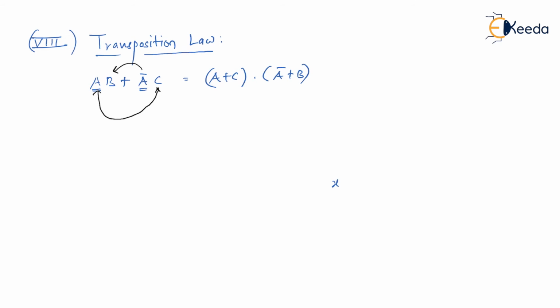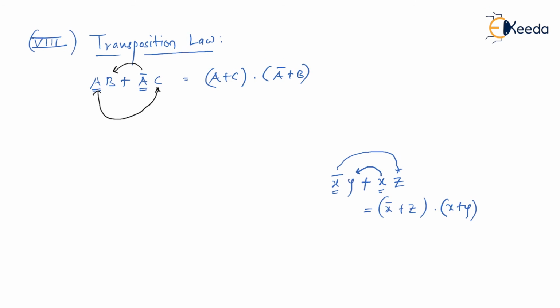Let us take some other relation. Let's say it is x bar y plus xz. If I want to apply the transposition law, I have to make sure that if this is x bar, this has to be x. Then I can have a cross connection. I can connect x bar with z and x with y, and write it in POS form, that is product of sum form. So I can write this as (x bar plus z) dot (x plus y). If you expand this, you will get again x bar y plus xz only. I hope you understand. This is what we call the transposition law.